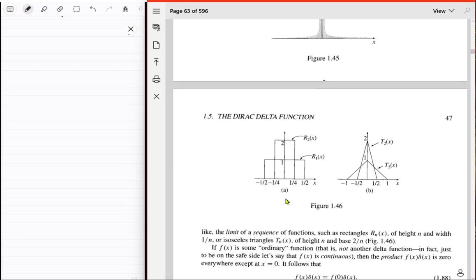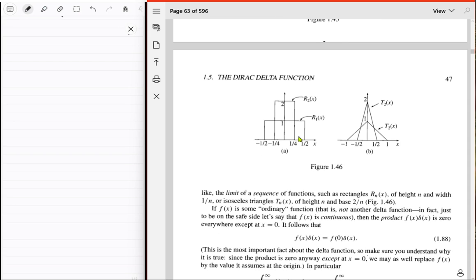So that's what he says, that the direct delta function is a limit of a certain function that has a constant area, and your f of 0 is getting bigger and bigger as your sequence moves on. So the limit as n tends to infinity of this sequence, at the end you should get the direct delta function. Cool.